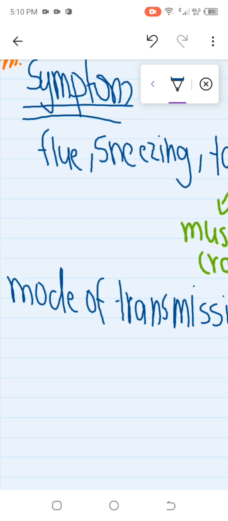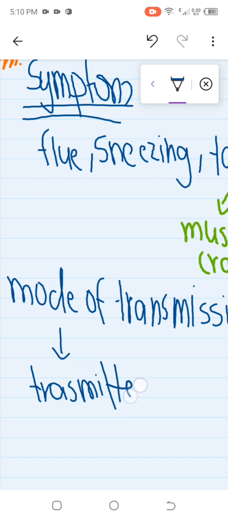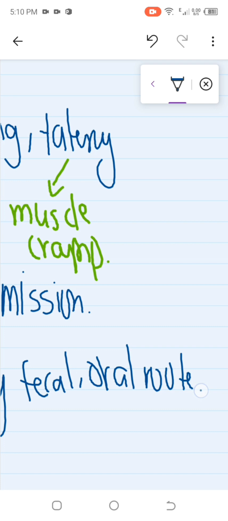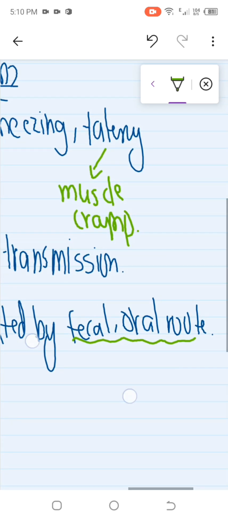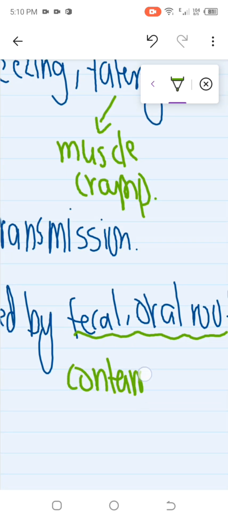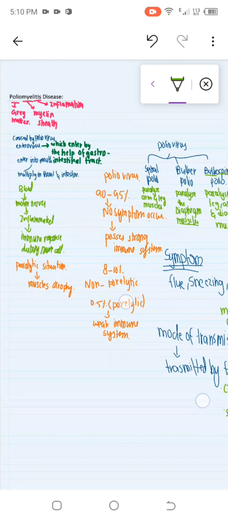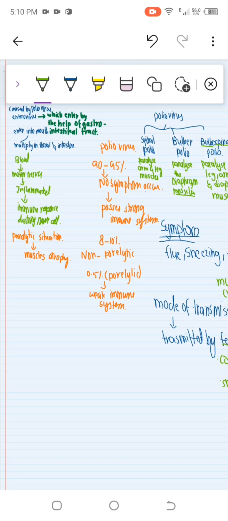Now if I talk about the mode of transmission, this virus, poliomyelitis, is transmitted by fecal-oral routes. This fecal-oral route means it can go through the gastrointestinal tract, from contaminated food, and it can also spread by sneezing, coughing, or insanitary conditions.